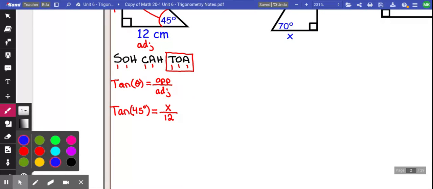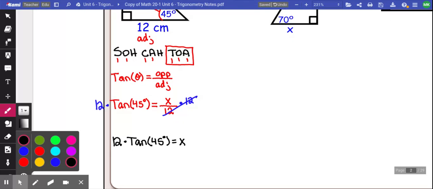You'll notice that the only thing you don't know in your formula is x, so you need to get x by itself. You do that by multiplying 12 to the other side of your equation. You now have 12 times tan of 45 equals x. You put this into your calculator. 12 times tan 45 equals 12. So the opposite side equals 12. You don't have to put the degree symbol in your calculator, just for the record. Sometimes people are like, hey, how do you put the degree symbol? You don't put that. You just put 45.